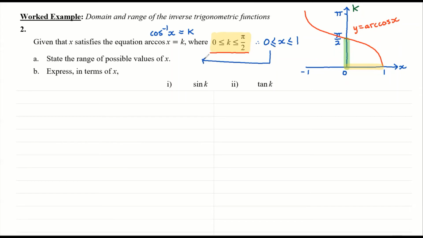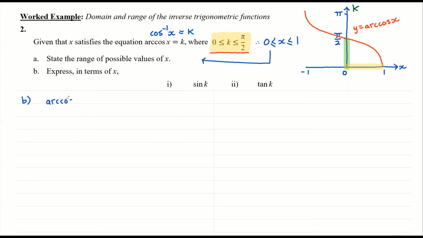So the next job is we have to express in terms of x sin k and tan k. So it looks like sin k and tan k, doesn't it? How do we do this? Okay, well, let's have a look at some of the properties. We've got arccos of x equals k. Let's start with that. So for part B, I'm just going to write that out again.